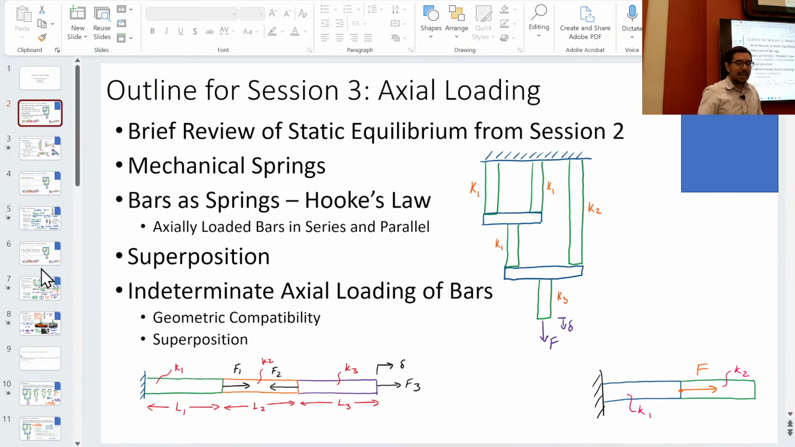But for today, we're still not talking about the properties of the material. We're talking about the properties of a structure. So when someone gives you a stiffness, that is not a material property. That is a structural property. It's like they hand you the spring and they say it has a spring constant of whatever, something newtons per meter. That's a structural property.